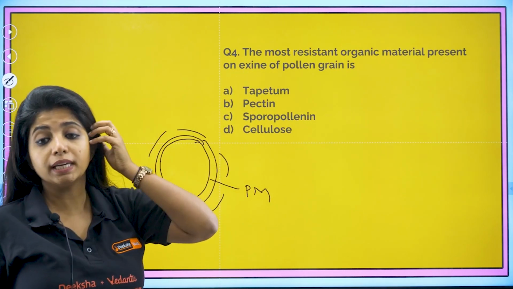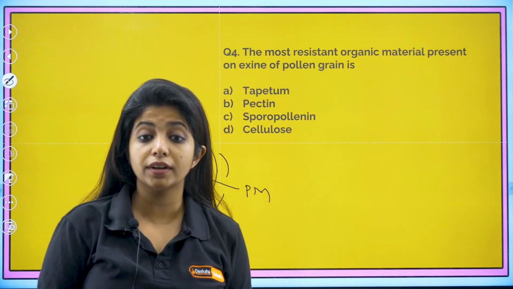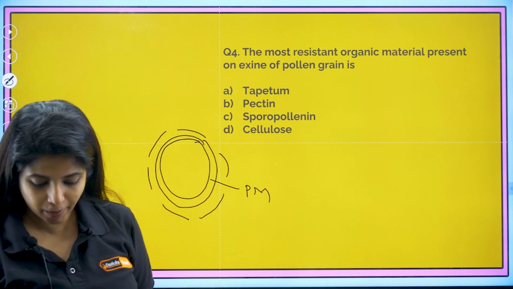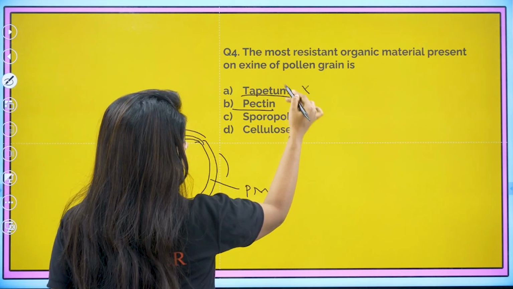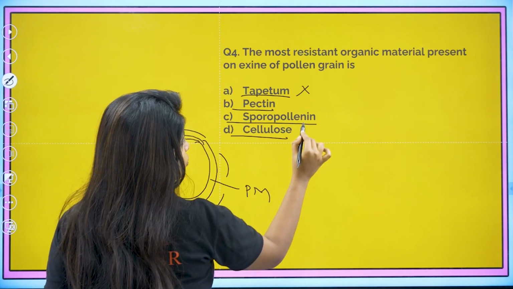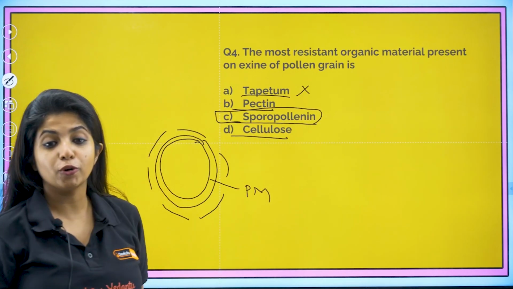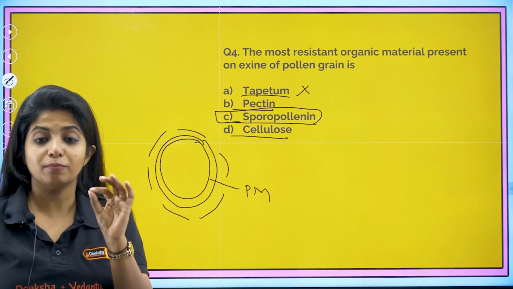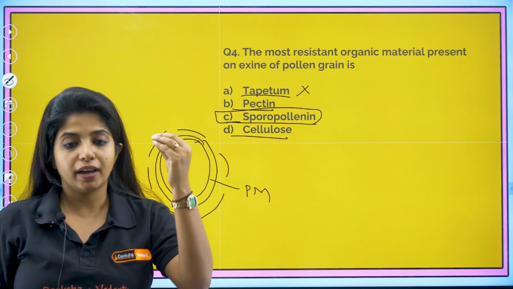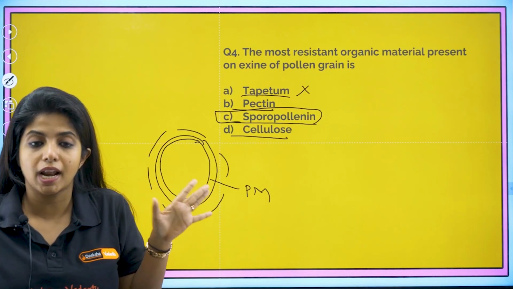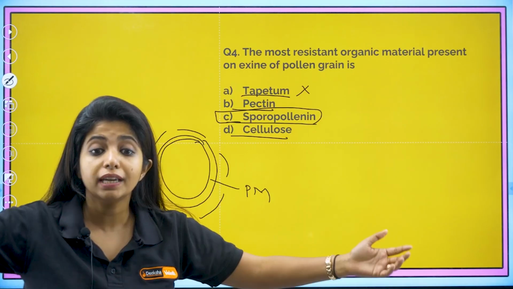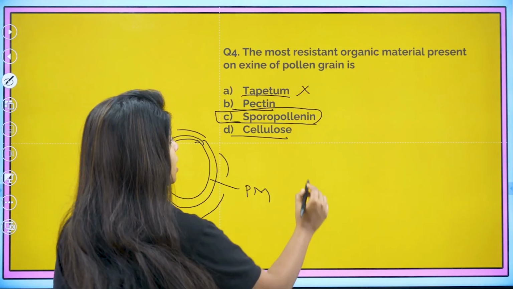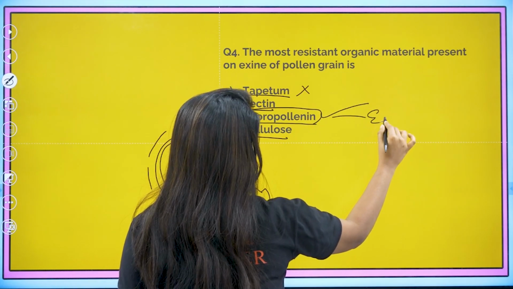The most resistant organic material present on the exine of pollen grain is what? What is present in the exine, which is most resistant material? Pectin, tapetum is a layer that we saw there, sporopollen, cellulose. What is your answer? Your answer would be sporopollen. Remember, this is the most resistant organic material. If you put alkali, if you put acid, still it will be just like that. Which is why pollen grains act like fossils. They can stay up for a very long time, my dear children. So your answer is what? Sporopollen. It is found in the exine.